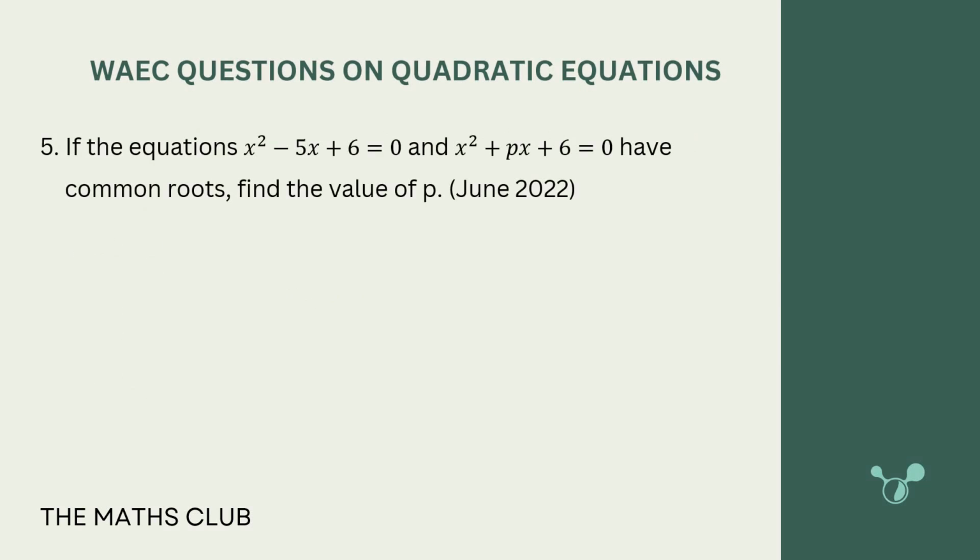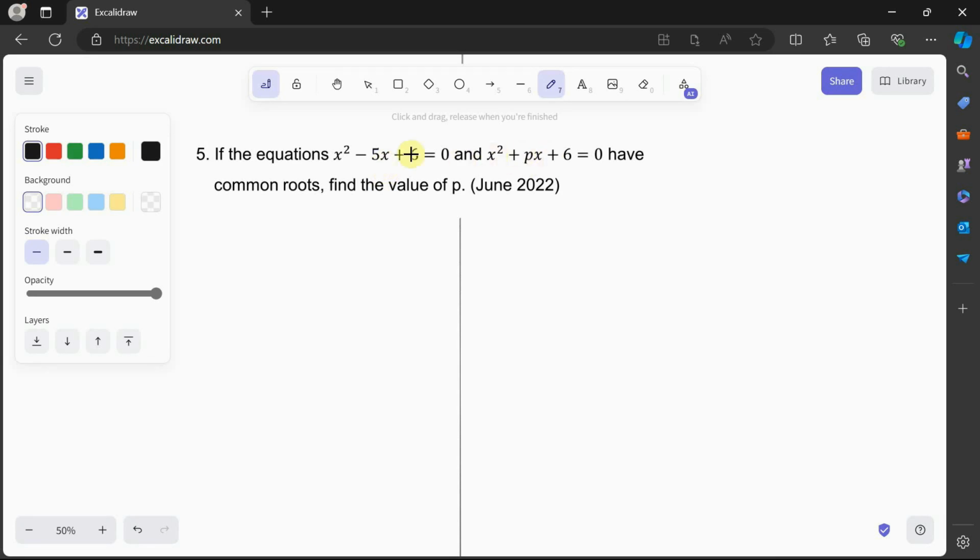Next question says that if the equation x squared minus 5x plus 6 is equal to 0 and x squared plus 6px plus 6 is equal to 0 have common roots, we should find the value of p. If you look at it by comparison, this is x squared, this is x squared, this is plus 6, this is plus 6, this is 0, this is 0, and they said they have common roots. That means they have the same roots if I solve this and I solve this. So just by comparison, you know that p should be equal to minus 5.